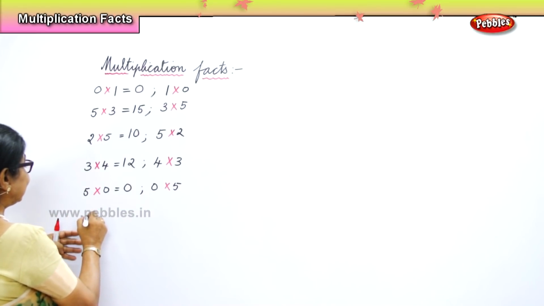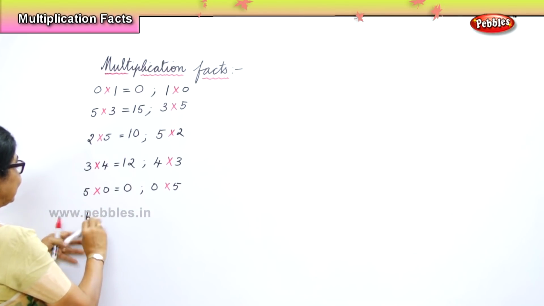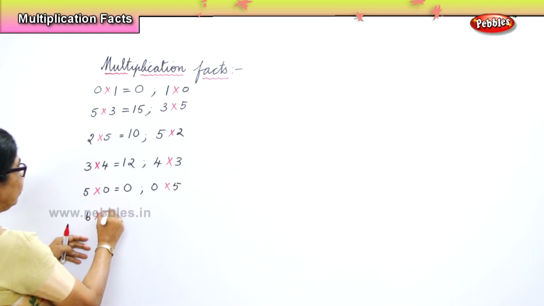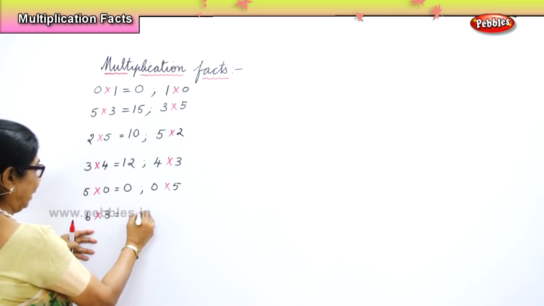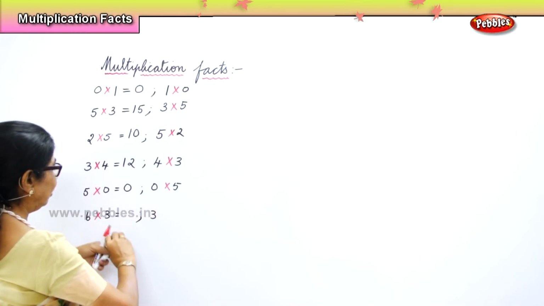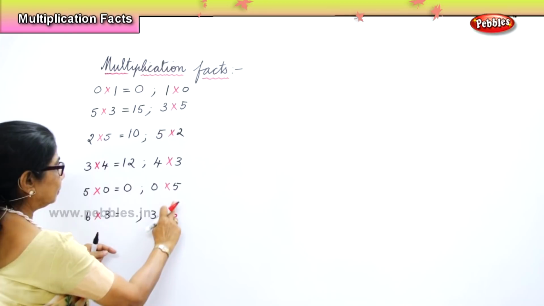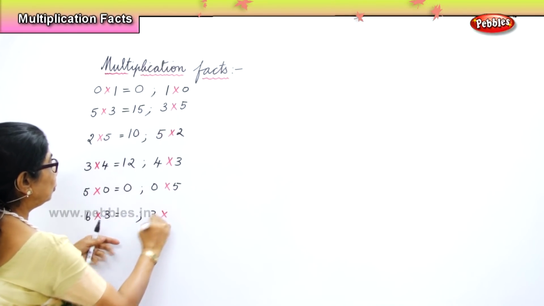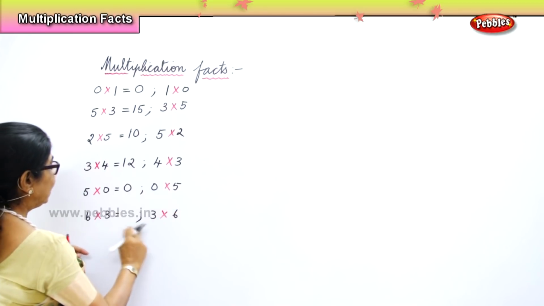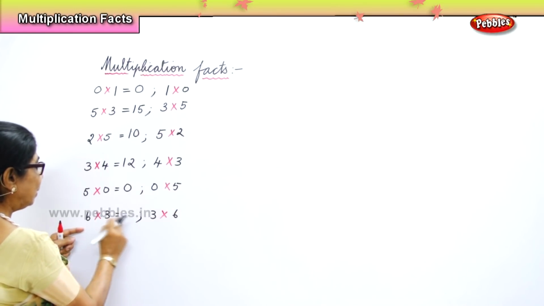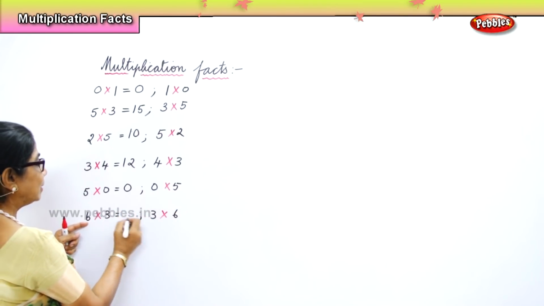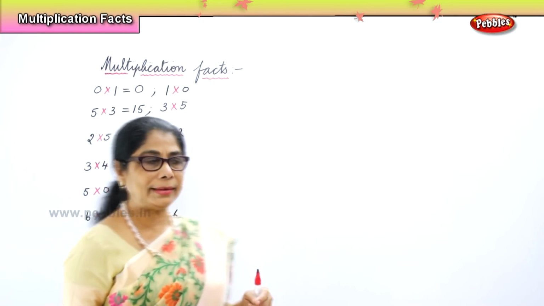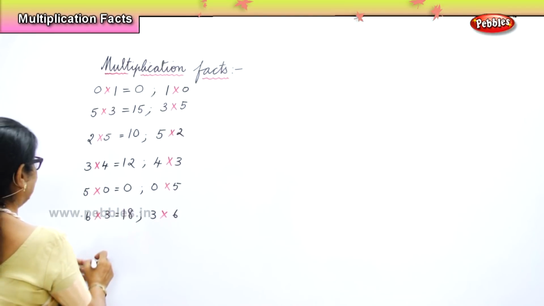Now, let's take 6. What is 6 into 3? It is the same as 3 into 6. What is 3 into 6? It is the same as 6 into 3. What is the answer? 6 3s are 18. Alright.